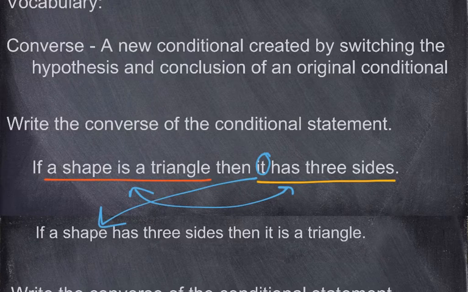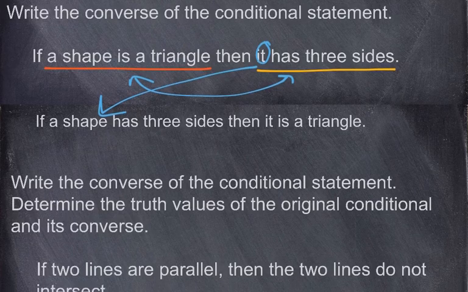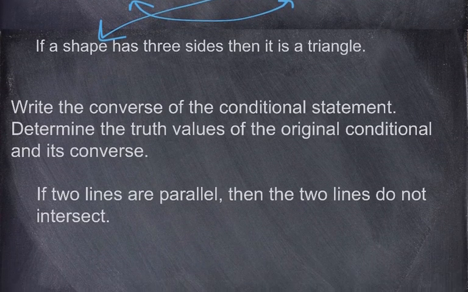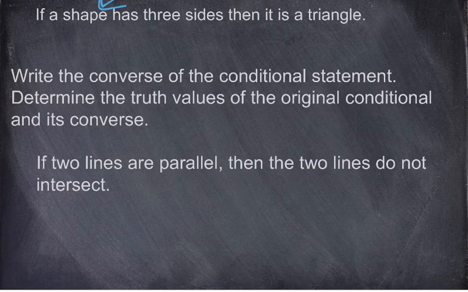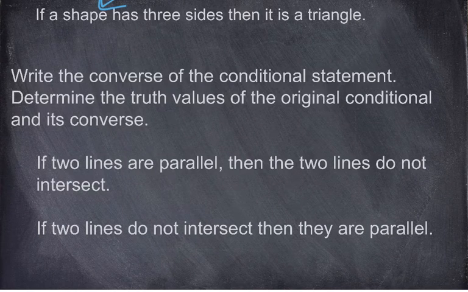Now what you're going to notice is that not every converse, when you write it, is going to be true all the time. So here it says, write the converse of the conditional statement, and determine the truth values of the original conditional and its converse. Here it says if two lines are parallel, then the two lines do not intersect. We know that to be fact. Parallel lines do not intersect. But is it going to be true when we write the converse? So the converse is, if two lines do not intersect, then they are parallel. Now the question is, is that always true?